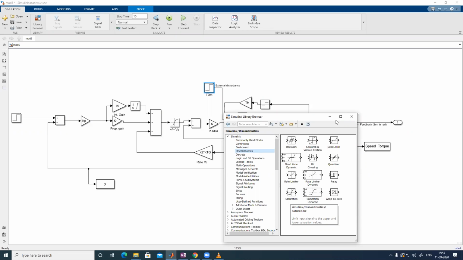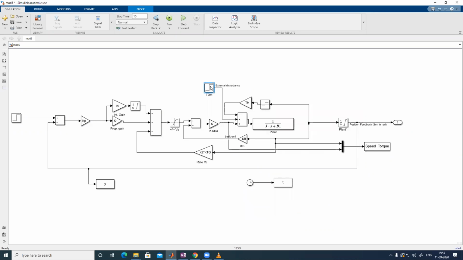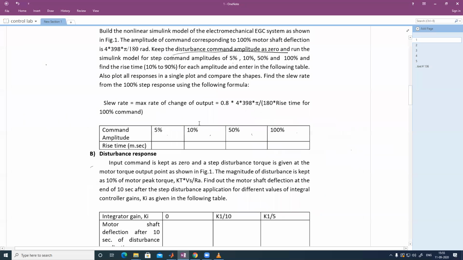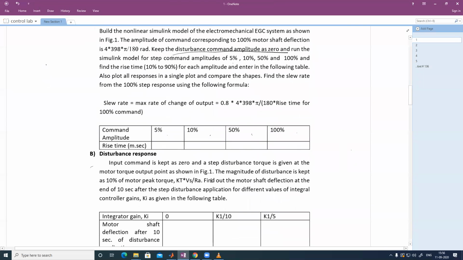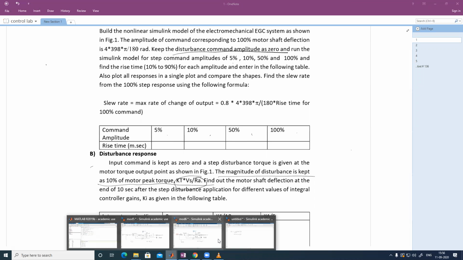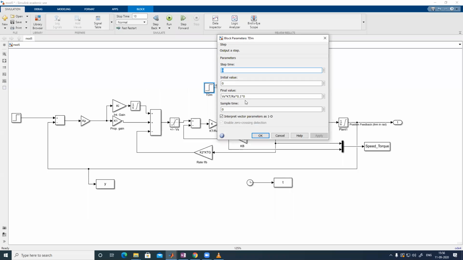In the external disturbance, you have written something in the final value. Can you tell that? Yeah, that is 10% of maximum peak torque multiplied by 0 only, which I have given. For step response, the disturbance command amplitude is 0. Otherwise, the magnitude of disturbance is 10% of maximum peak torque, so KT into Vs by Ra multiplied by 0.1. For the first experiment, I multiply again with 0. This is the 0 value. For the second experiment, you have to remove the 0.